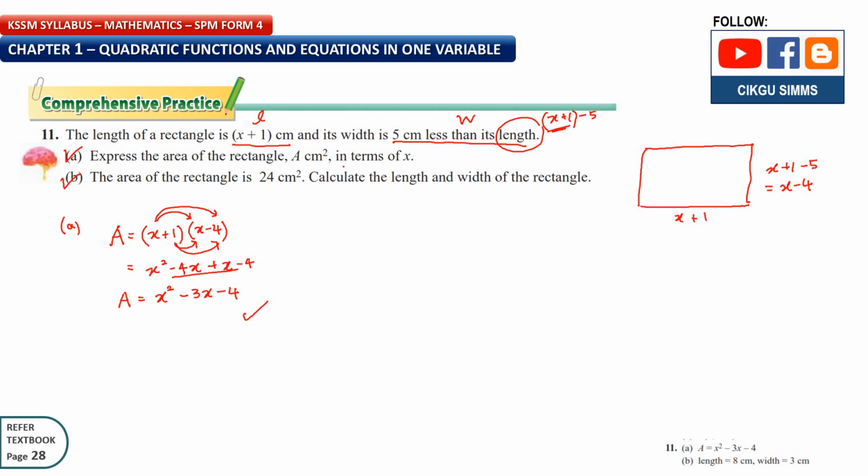And then question B, the area of the rectangle is 24. Calculate the length and width of the rectangle. So the area is 24, right? So A is equal to x squared minus 3x minus 4, and then the A is 24. So this is a substitution step. I replace the A with 24, and then I can bring 24 to that side. Minus 24, so it's minus 28, right?